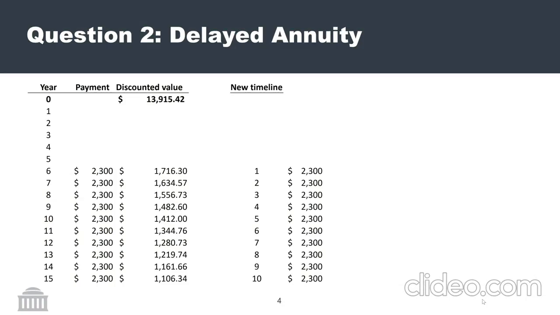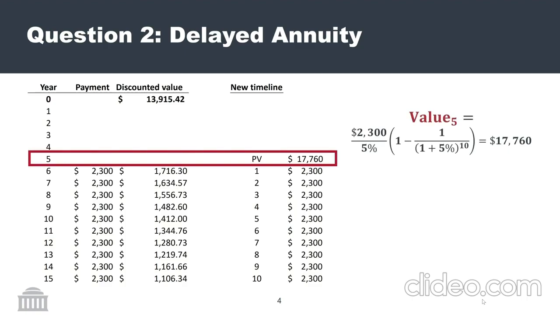Now let's do something smarter. First, I will relabel the timeline by denoting the first year in which we receive payment by year 1. In this case, year 6 in the actual timeline is year 1 in the new timeline. In this new timeline, the stream of payments looks like a regular annuity, and we can find its present value. In fact, we already found it in question 1. It equals $17,760. But in the old timeline, this is the value in year 5, not present value.